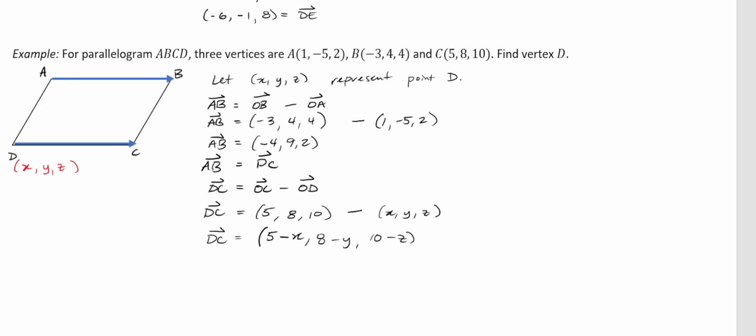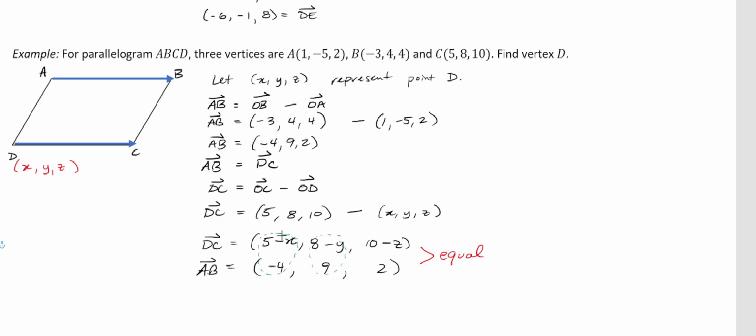You might notice that AB right here, I'm just going to highlight it for us on the page, is equal to -4, 9, and 2. And these two vectors have to be equal. So I'm actually just going to rewrite this, and I'm going to space it out so that you can see exactly what is equal. As you can see, the X components have to be equal, the Y components have to be equal, and the Z components have to be equal if the two vectors are equal.